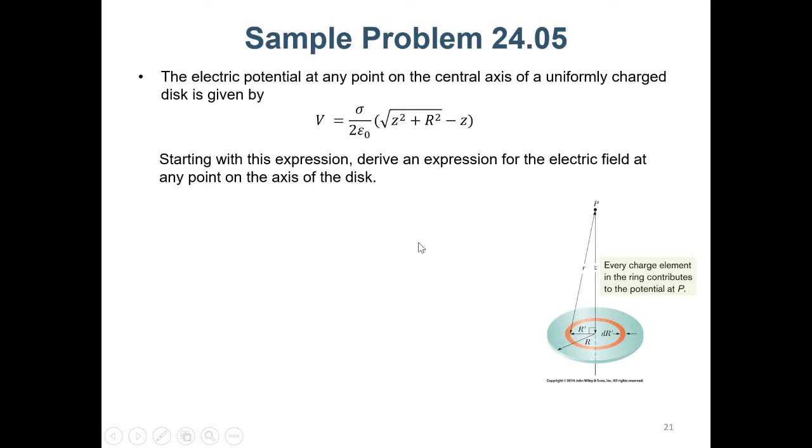So for this one, actually, the potential at any point on the central axis, the z-axis, of a uniform charge disk. We have derived the E field of this disk in the z direction during chapter 22, I think.